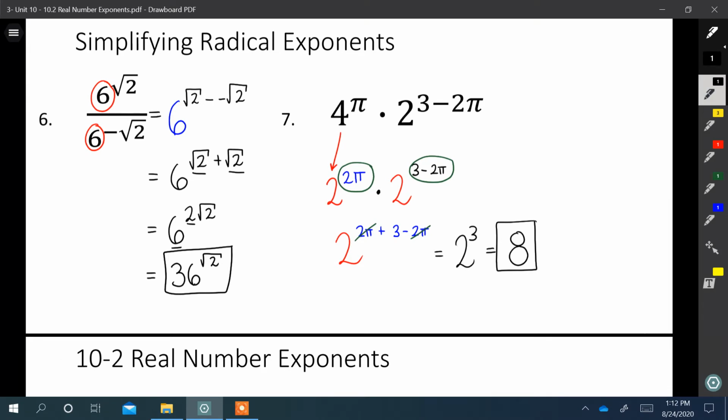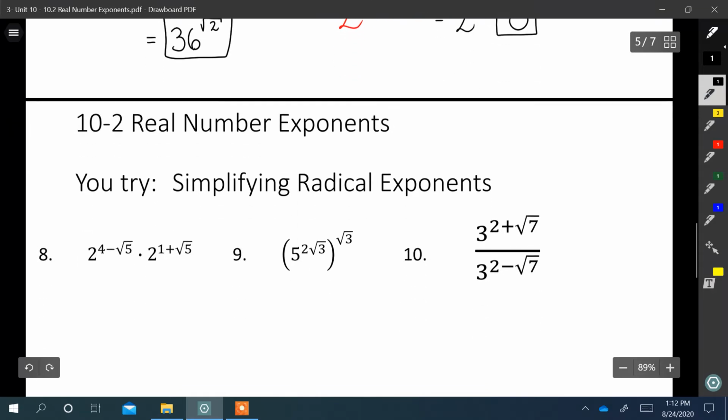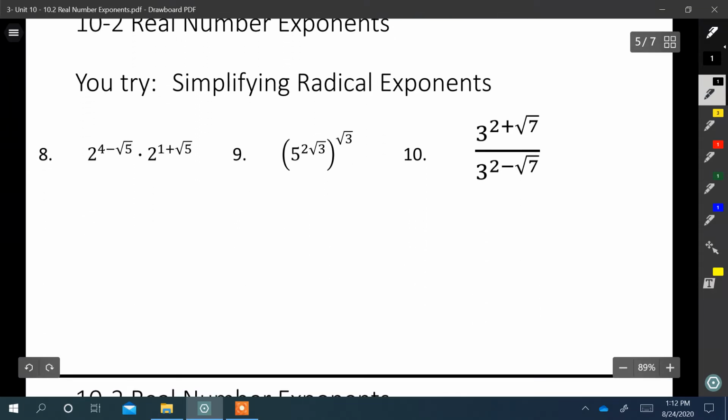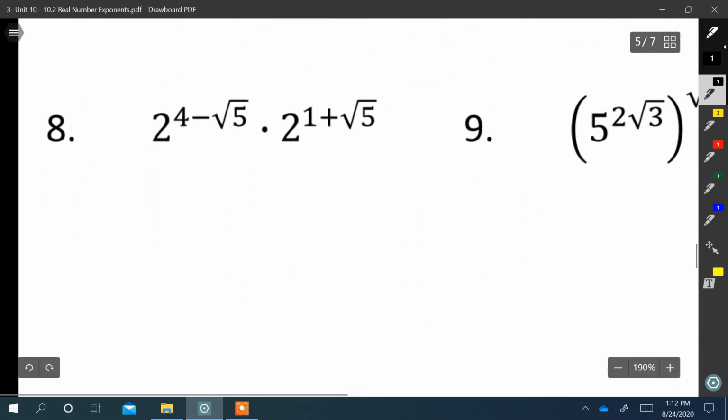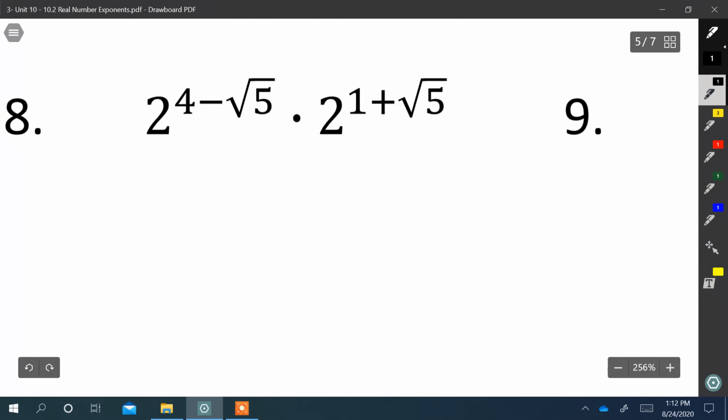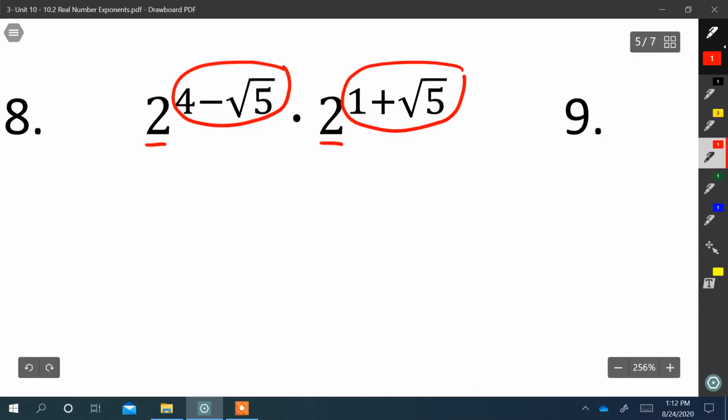Let's go ahead and do another example, or actually a couple more. When you have the same base, for example, on this one, we already have the same base. Because we have the same base, this allows us to add this one plus this one there. So we have the same base, and we're going to add the exponents.